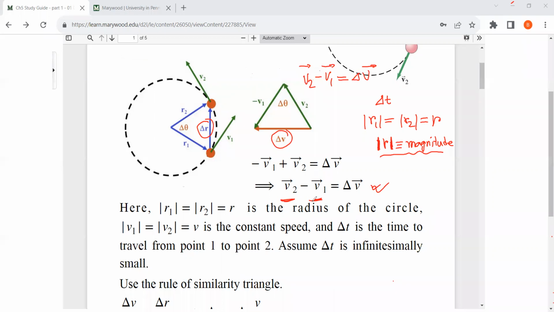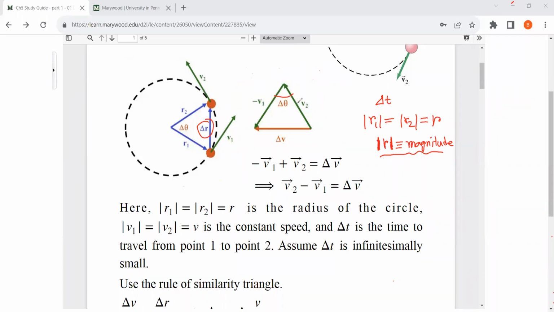Now another thing you have to understand is, because r1 is the radius vector at position 1 and r2 is the radius vector at position 2, and their corresponding velocities are v1 and v2, if r1 and r2 make an angle delta theta, v2 and v1 will also make the same angle. So that's why you see that the angle between v1 and v2 is delta theta.